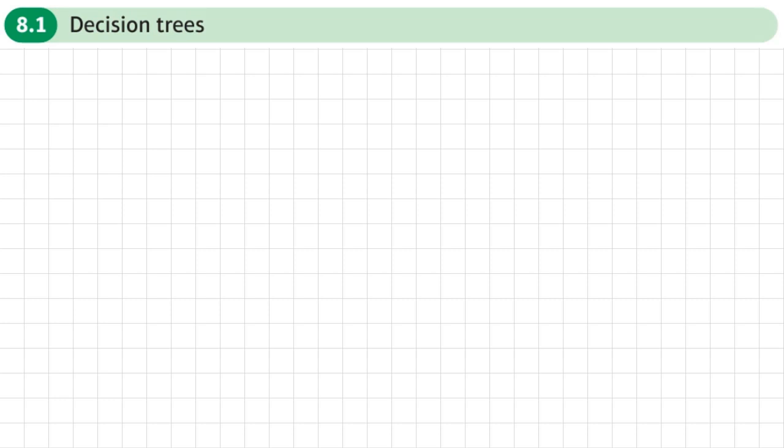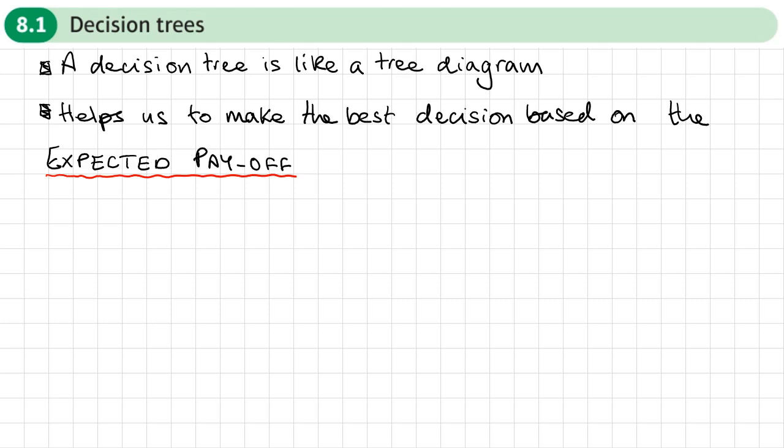This is the first section of Chapter 8, Decision Analysis, and this section is all about decision trees. So first of all, what is a decision tree? Well, a decision tree is like a tree diagram. It looks like a tree diagram. There are one or two differences, but the whole purpose of a decision tree is it helps us to make the best decisions based on what we call the expected payoff.